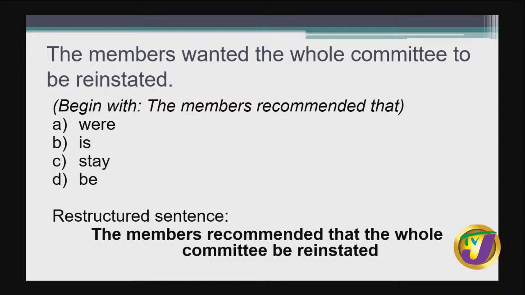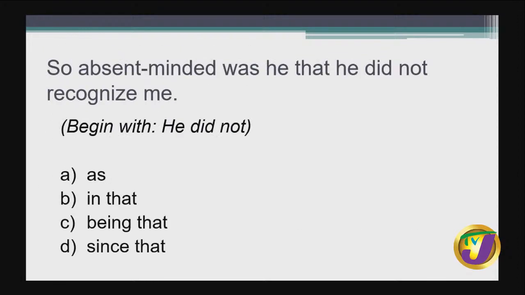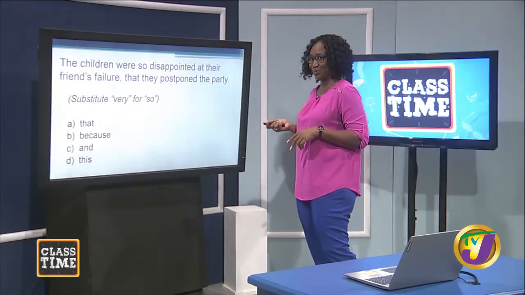So if you look at your restructured sentence, you'll see the members recommended that. See, we have the original part there that we have to use. The members recommended that the whole committee be reinstated. Look at the original and look at the new one. Do you see how they are both saying exactly the same thing, but in two different ways? All right. I hope you're not crying, but don't worry. Your tears shall go away sometime soon.